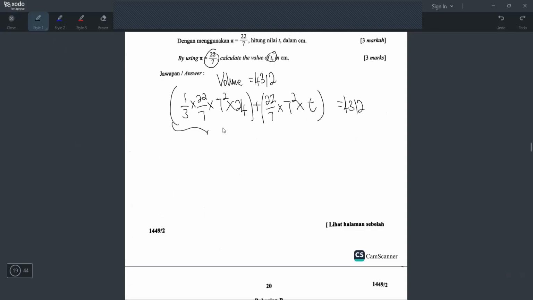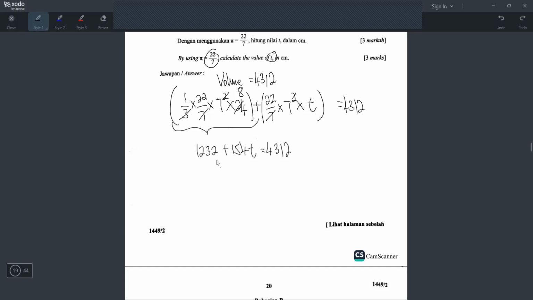First, calculate this whole thing. I realize this one can cut, and 3 and 24 can also cut. So now I just press 8 times 7 times 22. Use your calculator to help you. My calculator gives me 1232, so this is the total volume of the cone. But we still have to add this. This one can also cut, so we're left with 22 times 7. Let me press my calculator. It's 154, so 154 times t, which is 154t equals 4312.